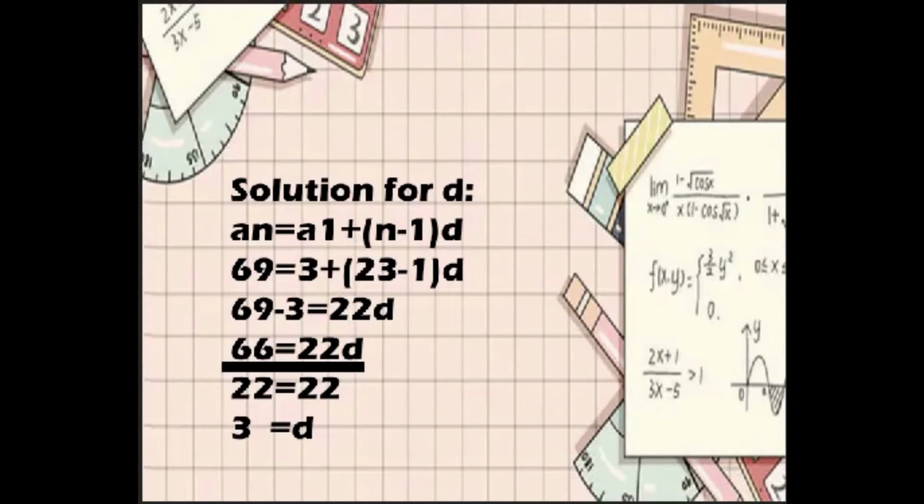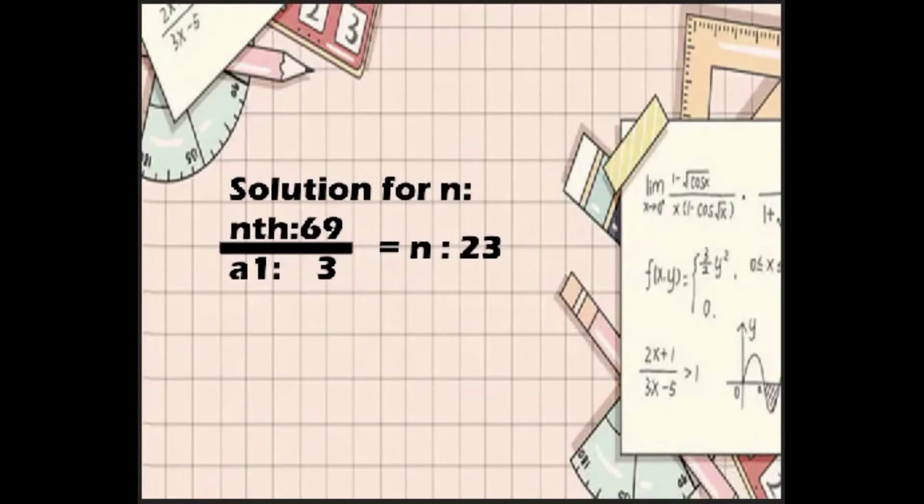Then simplify 69 minus 3. It becomes 66 is equal to 22d. And we need to cancel 22 on the right side, so we need to divide both sides by 22. Then after that, the final answer is 3 is equal to d. To find n, we can use this formula: the last term divided by the first term. So 69 divided by 3 is equal to 23. So our n is 23.